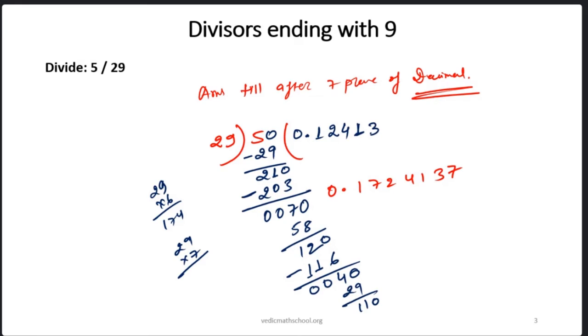Now we are going to take 3 times. What is 3 times 29? 87. Okay. 110 minus 87. So you will get 23 as the remainder.